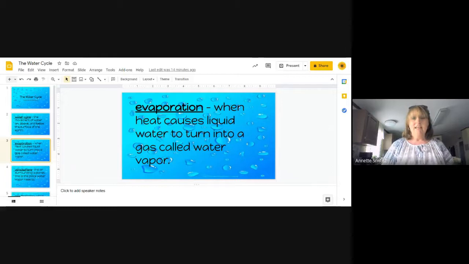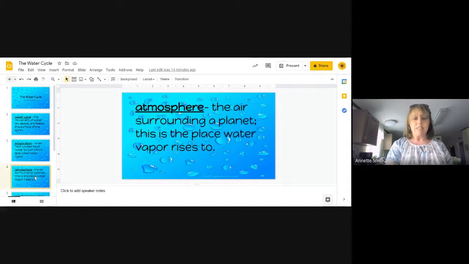Evaporation. When heat causes liquid water to turn into a gas called water vapor. That's the process of evaporation. Atmosphere, the air surrounding a planet. This is the place water vapor rises to.